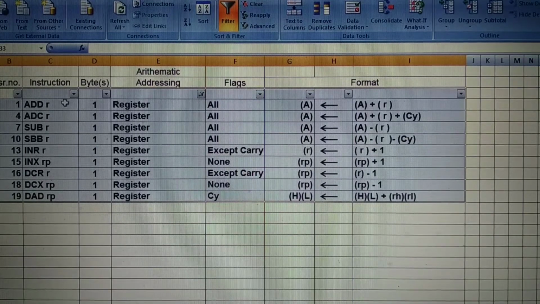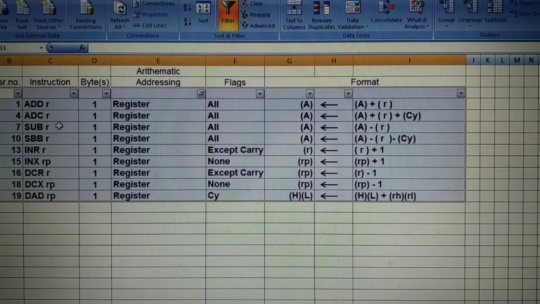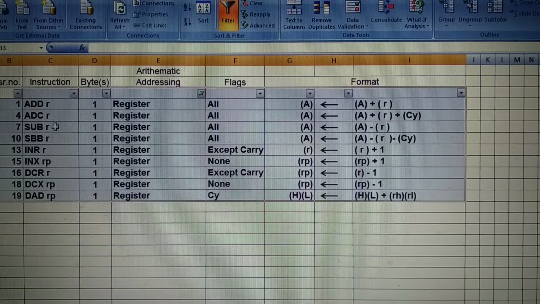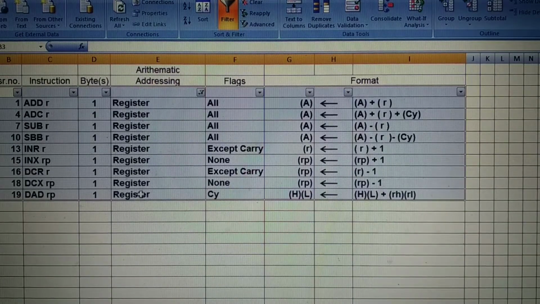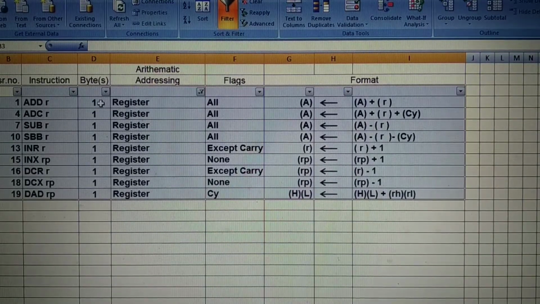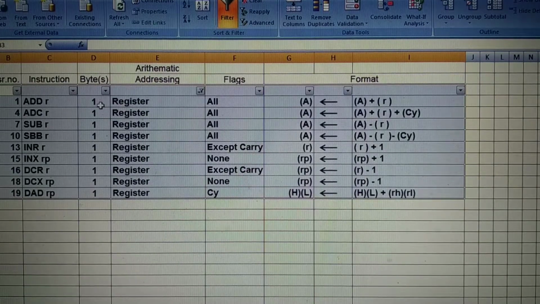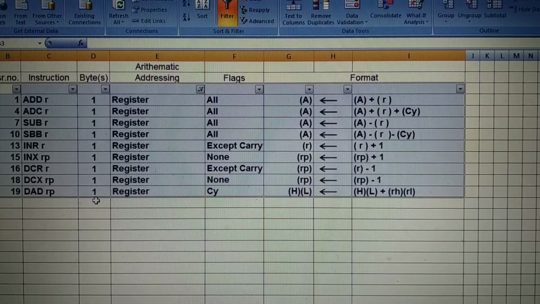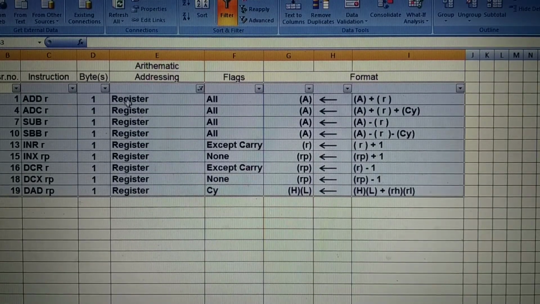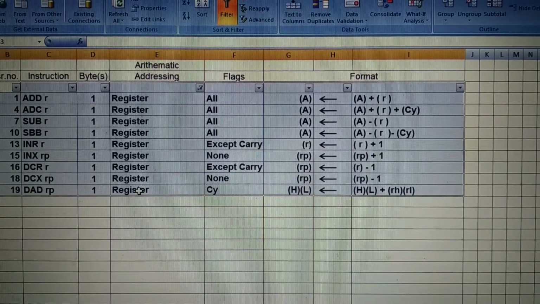Whenever the letter R is there or whenever the letter RP is there, R stands for register and RP stands for register pair, the addressing mode is said to be register addressing mode, and number of bytes required for all these instructions is 1 byte. Let us summarize all these register addressing mode instructions.